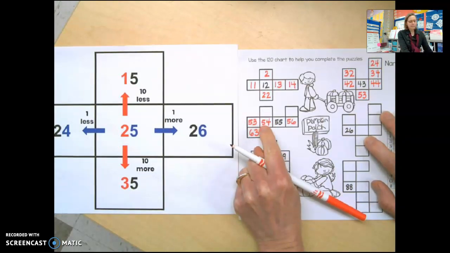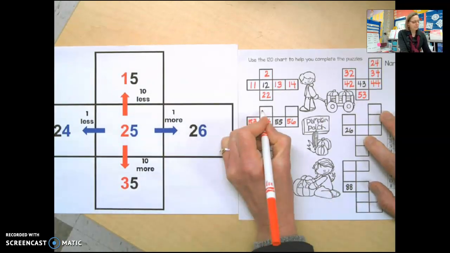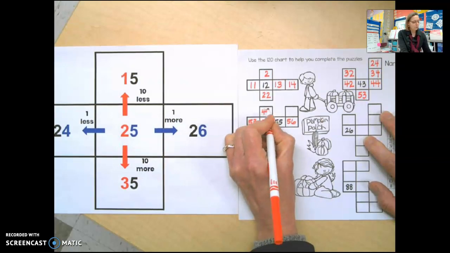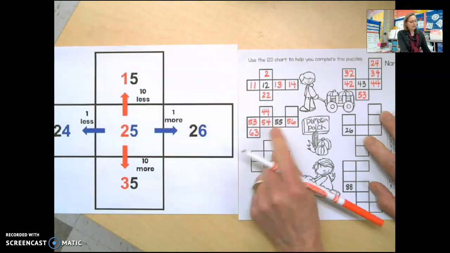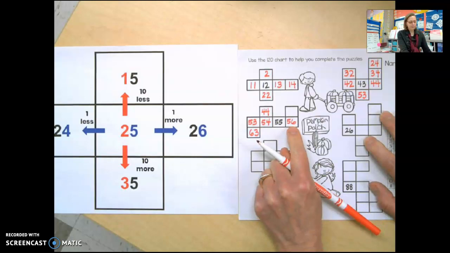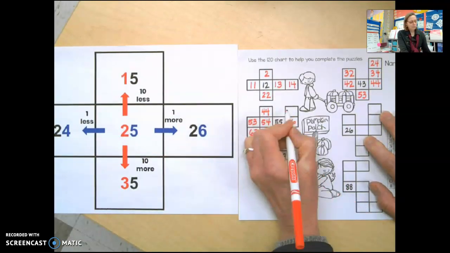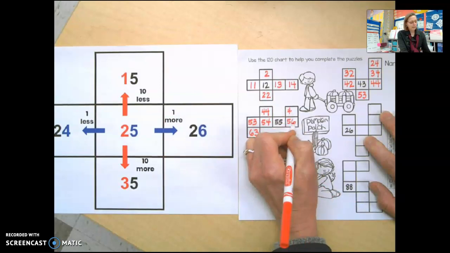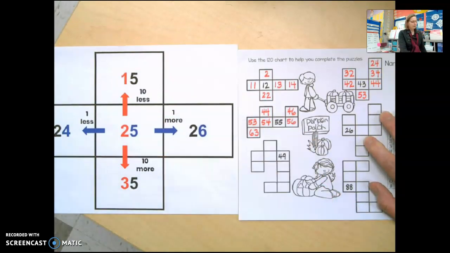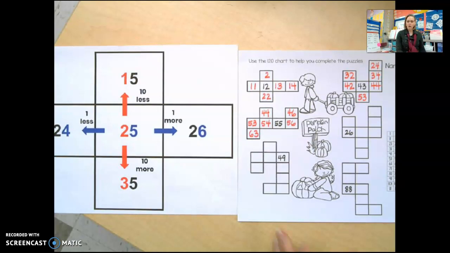So we're going to take a 10 stick away. So instead of 50 or 5 10 sticks, we're only going to have 4 10 sticks. So that's going to be 44. Okay. And then if we look over here at the 56, we're going to take one of those 10 sticks away. So instead of 50, we're going to have 40 and then 6. All right. Not too hard.